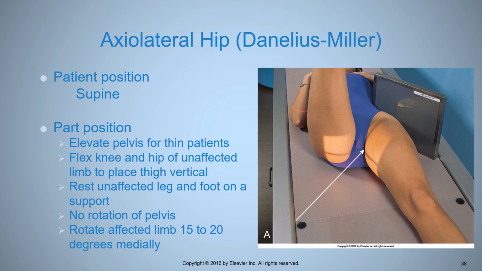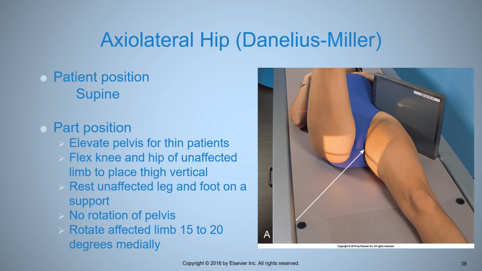Moving on to our cross table lateral, our Danelius-Miller view. So the affected leg, we suspect it's fractured. If the patient is asthenic or hyposthenic, you're going to have to build them up on folded sheets, off the table surface. You are going to direct your X-ray tube horizontally with a horizontal X-ray beam, but if it's on a crane, the tube angle is going to be the pivot button. So pivot the tube so you end up with a 40 to 45 degree cephalad angle.